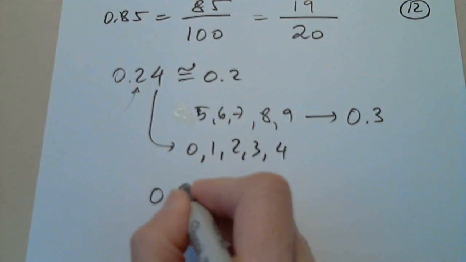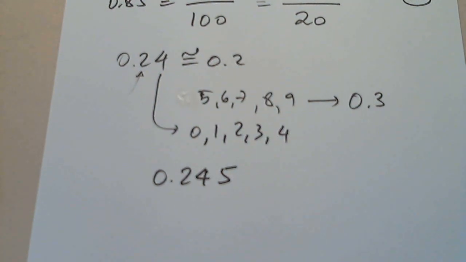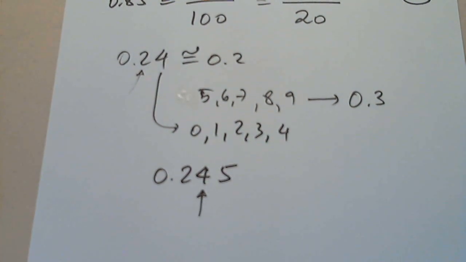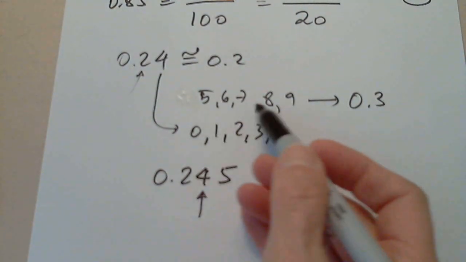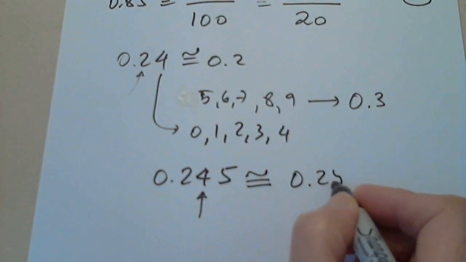If I have 0.245 and I am asked to round to the nearest hundredth, I look at the next digit. The next digit is 5 or more, so then this will be approximated as 0.25.